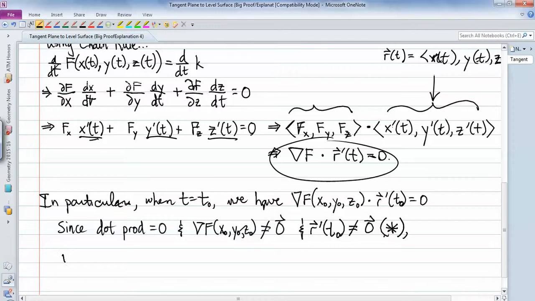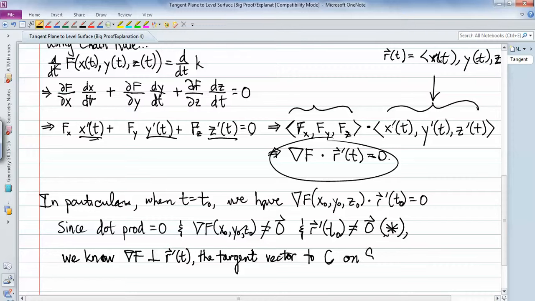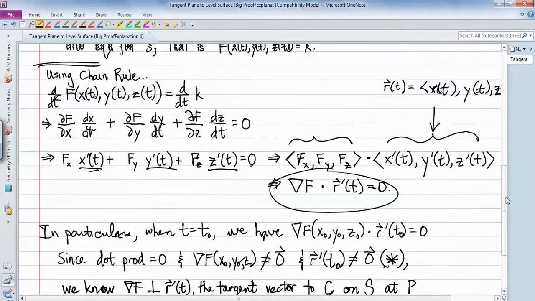We know that, let's see, what can we say? We know the gradient of F is going to be perpendicular to r prime of t, which is the tangent vector to C on S at P. Now remember, C can be any curve that passes through P that's on the surface S.